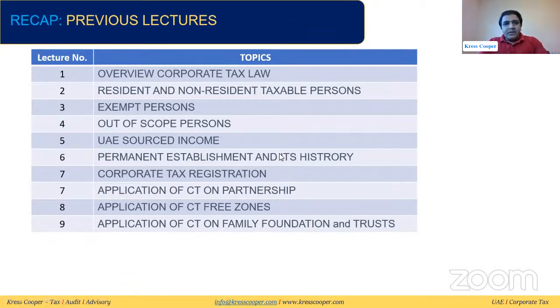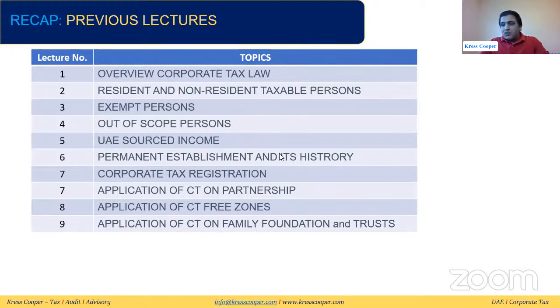In our previous lectures, we have discussed the overview of the corporate tax law. We have discussed resident and non-resident taxable persons. We have discussed exempt persons in our fourth lecture, and out of scope persons in our fifth lecture. We discussed UAE sourced income, permanent establishment and its history, and corporate tax registrations. We have discussed the application of corporate tax on partnerships, free zones, and family foundations and trusts. These are the topics that we have covered till now.